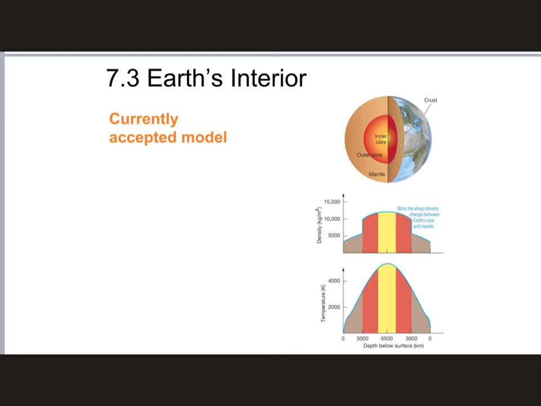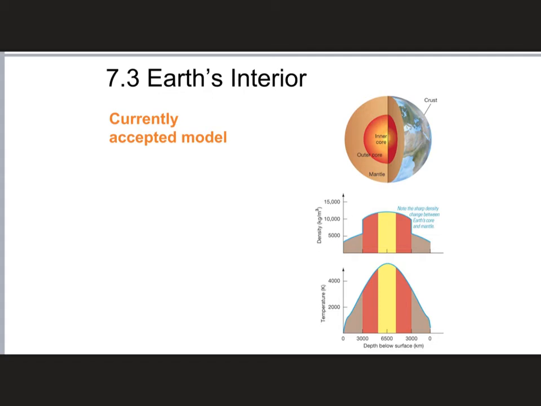Now, when sound waves travel through materials, the speed with which they move and the way that they change direction as they go from one material into another material depends on the density of the medium in which the sound wave is traveling and also the temperature of the material in which the sound wave is traveling. And so by analyzing those sound waves, we can also infer a lot about the density of the materials that make up the Earth's interior as well as their temperature. And you can see these graphs here.